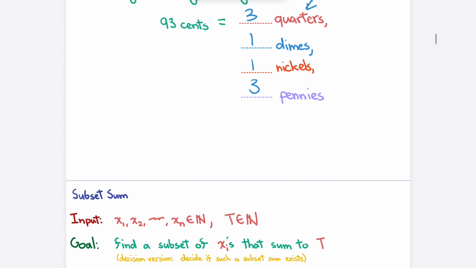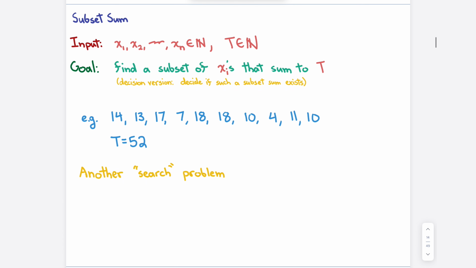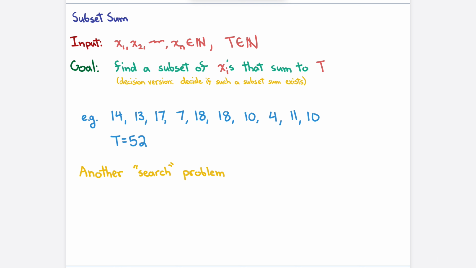So that's basically the kind of problem we're looking at here. It's very simple. I'm going to give you as input n integers, and then I'm going to give you a target value. And I'm going to ask, can you get a subset of those values that adds up to the target? Here's an example. Here's a bunch of numbers, and your target is 52. Is there a subset of those numbers that adds up to 52? Now, I should note, unlike coin changing, you can only use each number once.